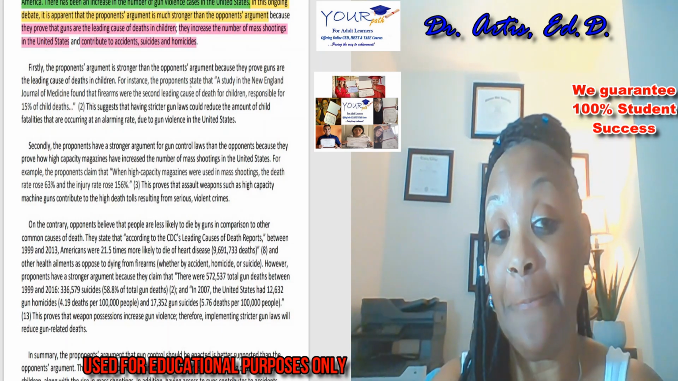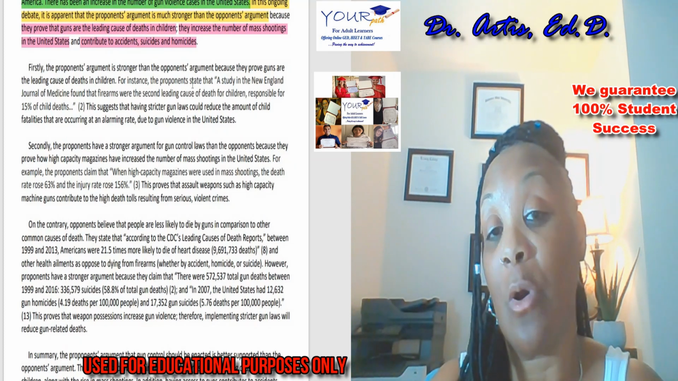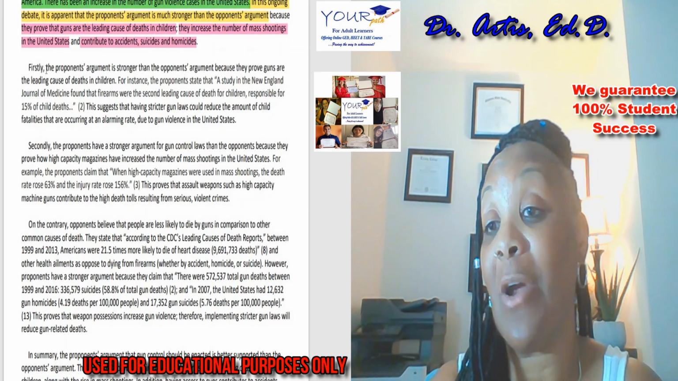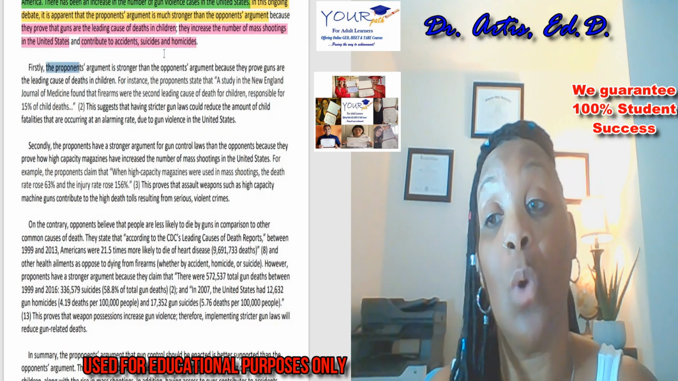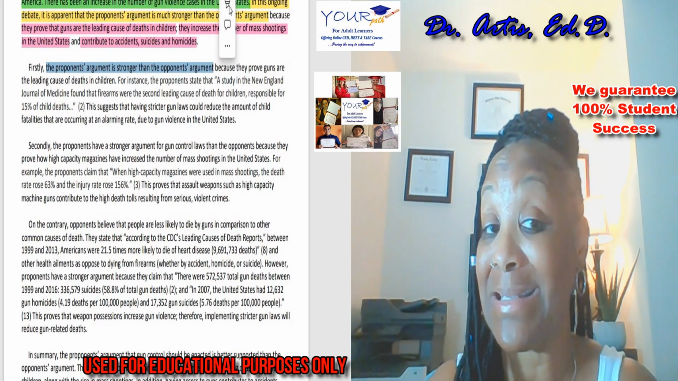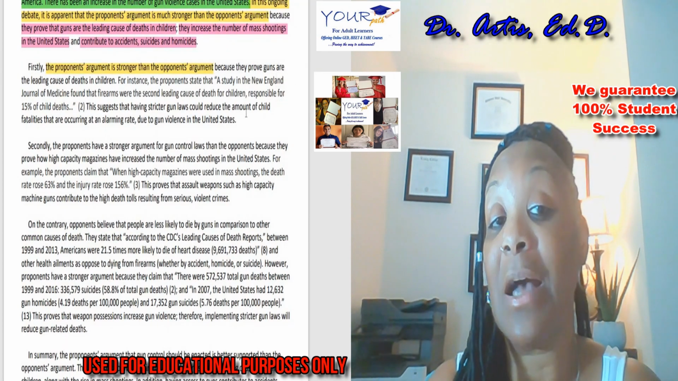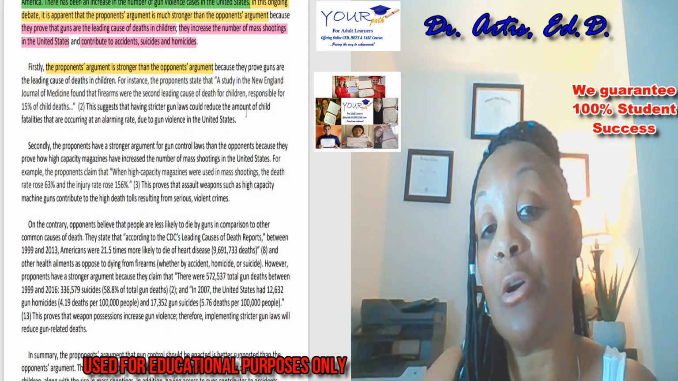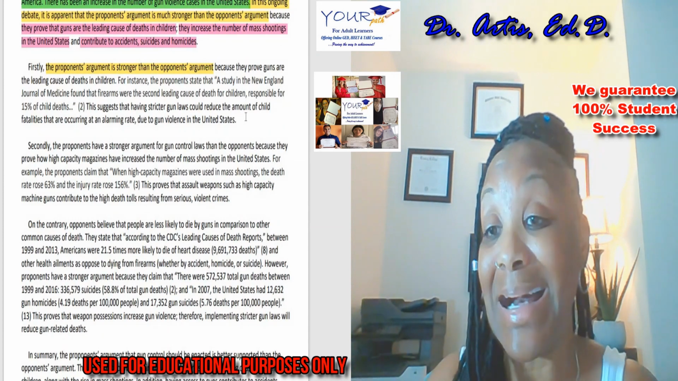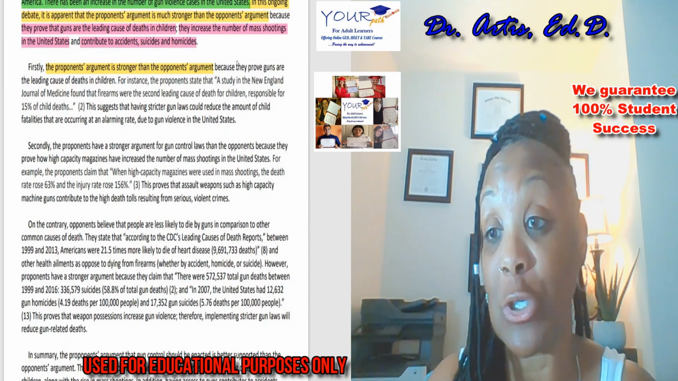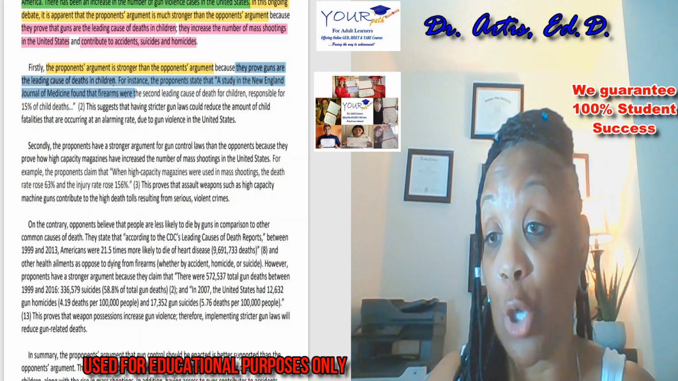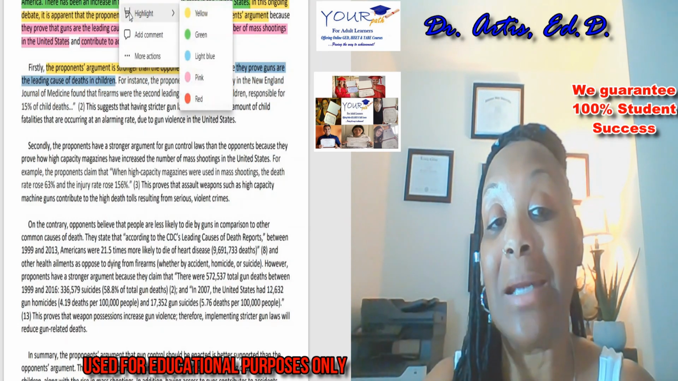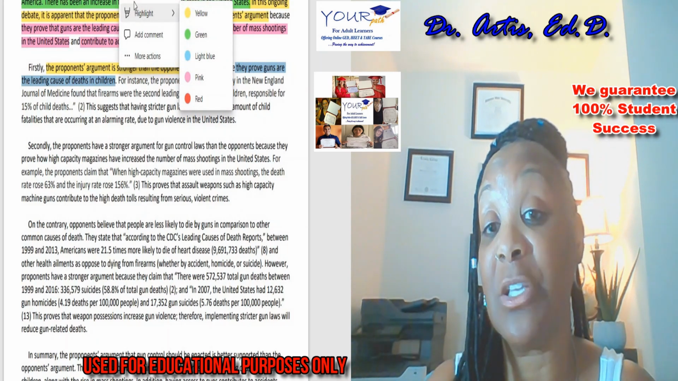So here we have, firstly, the proponent's argument is stronger than the opponent's argument because. Now she lets me know as the evaluator of her essay, I am analyzing these two positions, okay? So she makes that very clear. That's why she says, again, she re-emphasizes her position. The proponent's argument is stronger than the opponent's argument because, and now she's moving into her first main idea, also known as her first reason, right? They prove guns are the leading cause of death in children.